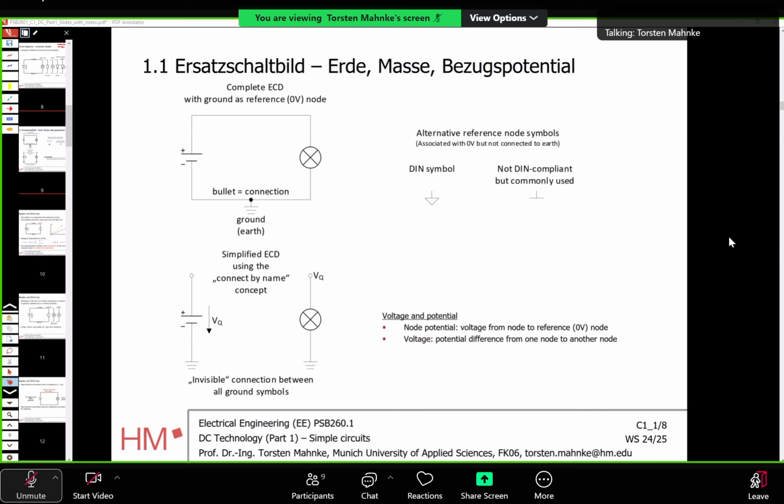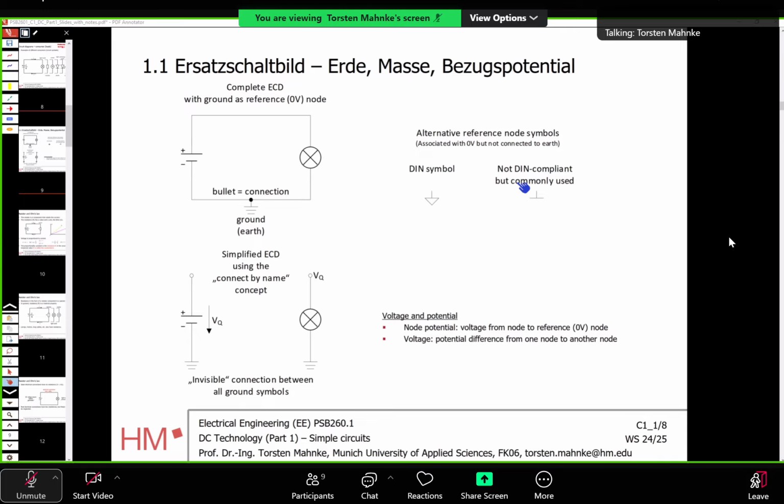In the first example we looked at with battery, and this is typical for battery-driven devices, there's of course no earth connection. But still in those systems, you usually pick one node as the reference node and say this is 0 volt. And if you want to show that in a circuit diagram, then you can use, for instance, this symbol here or this symbol here.